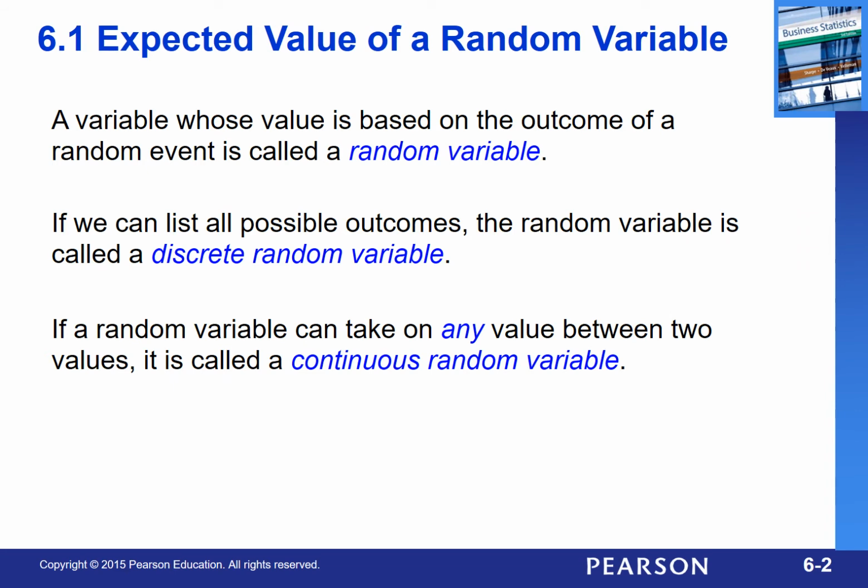First off, we need to define what a random variable is. A variable whose value is based on the outcome of a random event is called a random variable. So be thinking back to when we were rolling dice or flipping a coin. Those would be examples of random variables if you counted things from those events, like the number of times you get a head if you flip the coin 5 times. If you can list out all the possible outcomes, a random variable is called discrete. If a random variable can take on any value between two distinct values, it's called continuous.